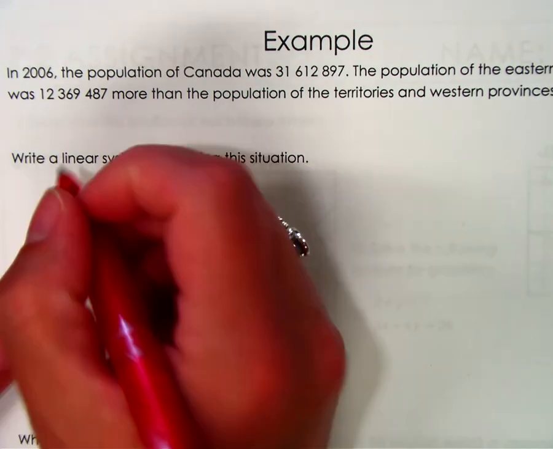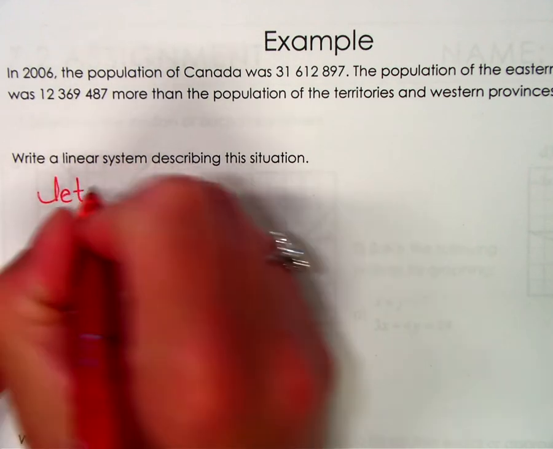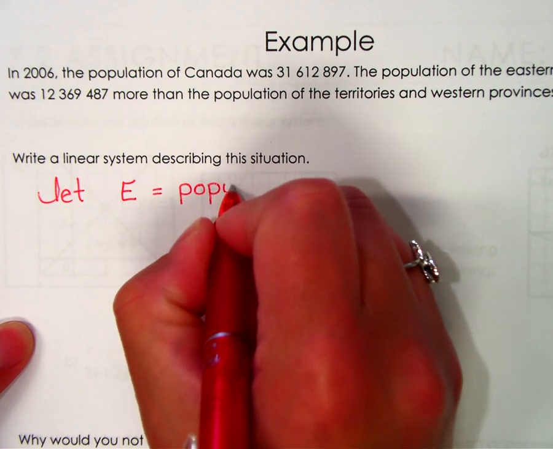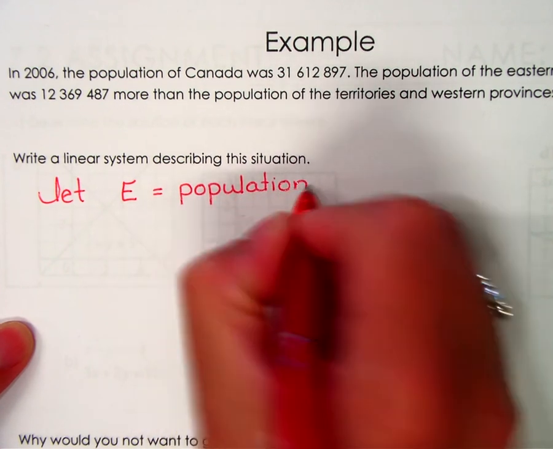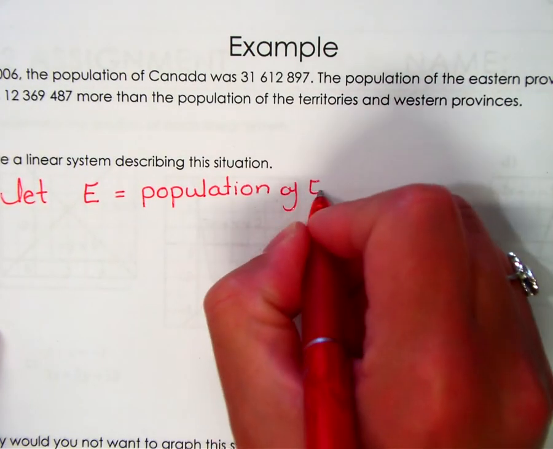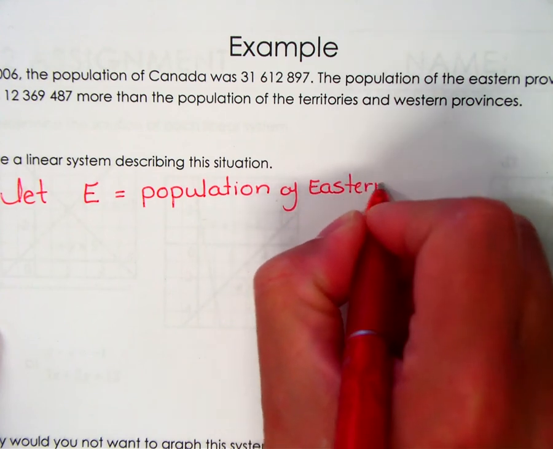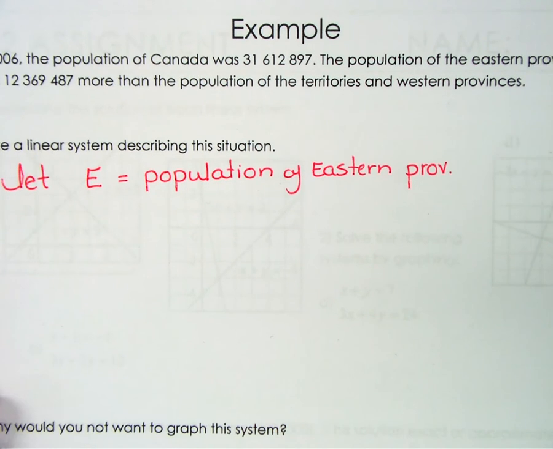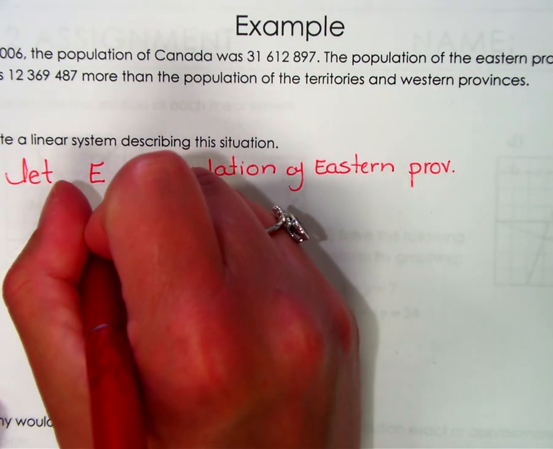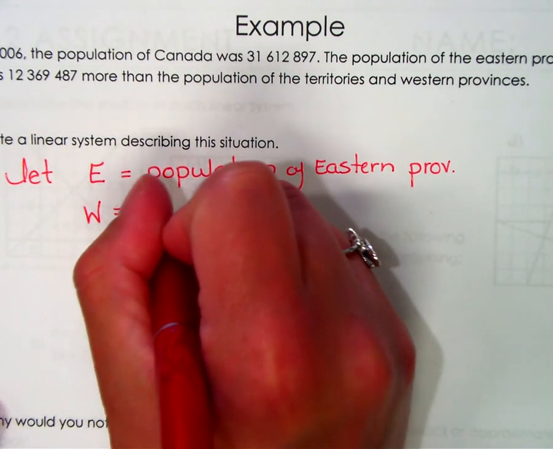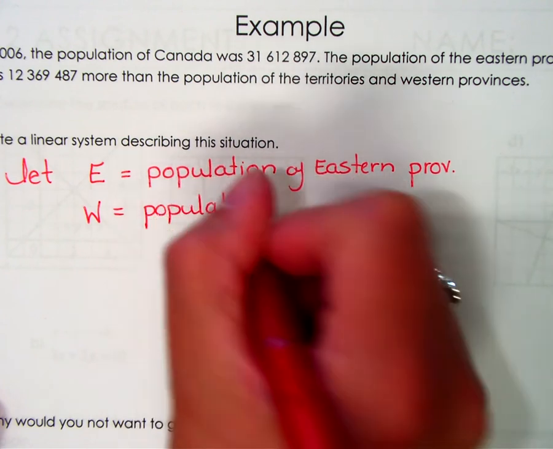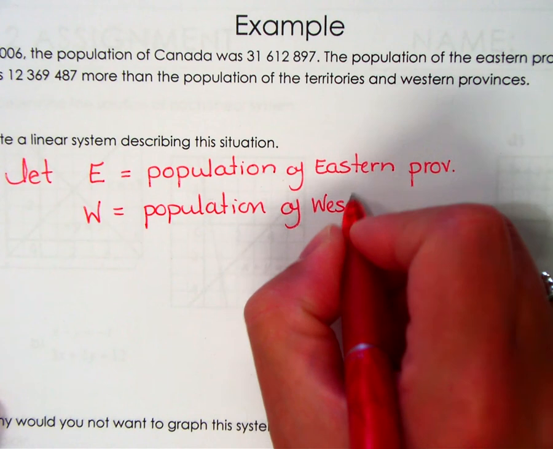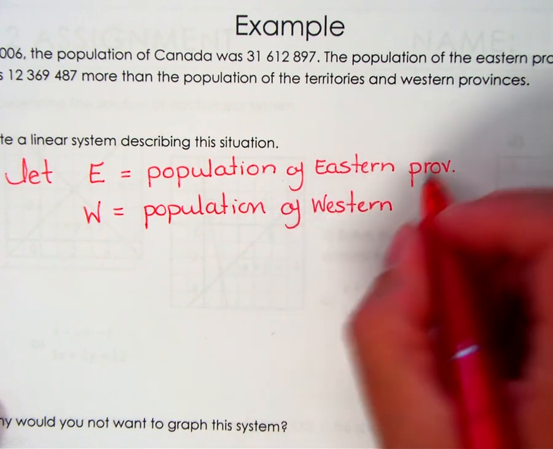So I'm going to define my two variables. So let E equal the population of the eastern provinces. My other one's going to be the population of the western provinces. I guess it's western and territories. Rest of the population, right? Okay. Yeah.